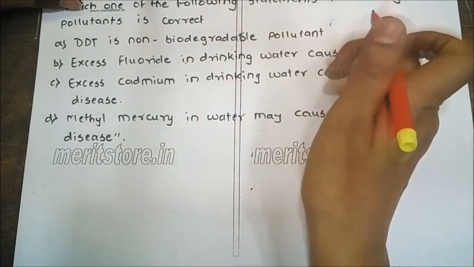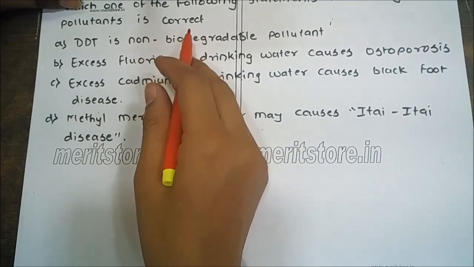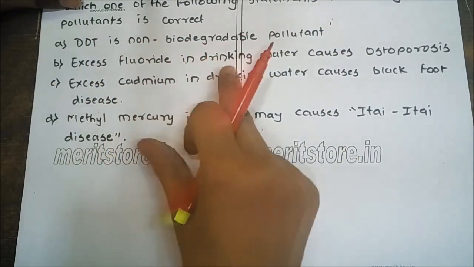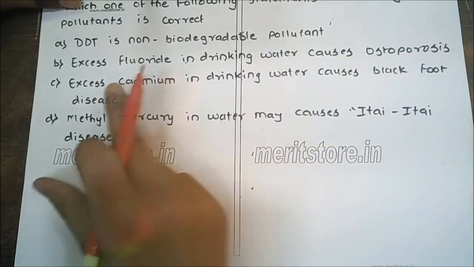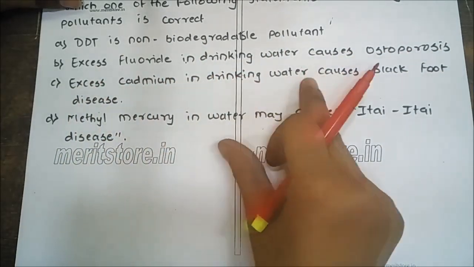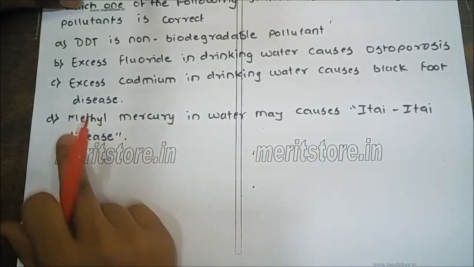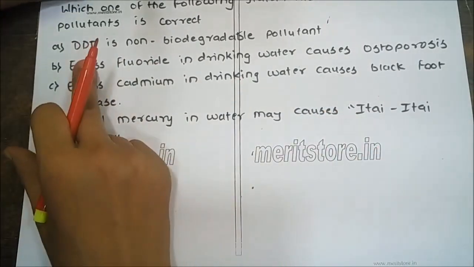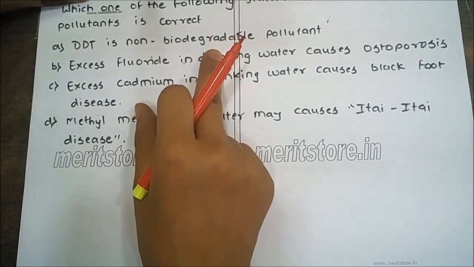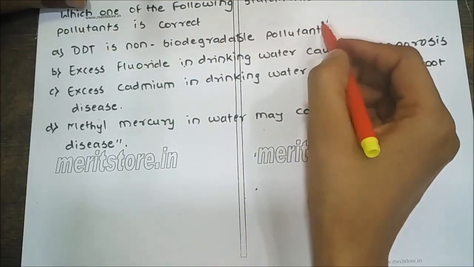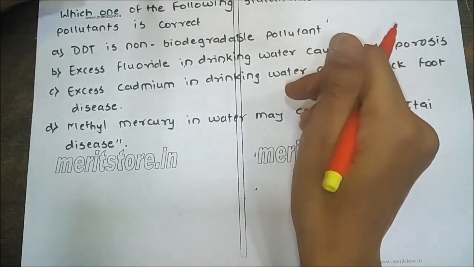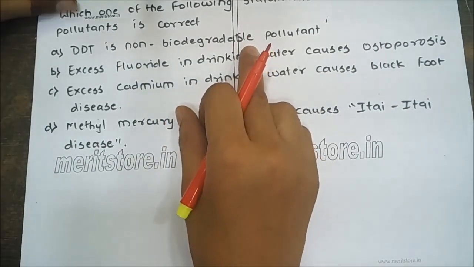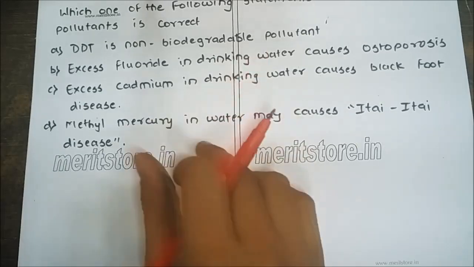Which one of the following statements pertaining to pollutants is correct? A. DDT is a non-biodegradable pollutant. B. Excess fluoride in drinking water causes osteoporosis. C. Excess cadmium in drinking water causes blackfoot disease. And D. Methyl mercury in water may cause hepatitis disease. DDT is a non-biodegradable pollutant. Yes, this is true, because DDT persists in the environment for a long period of time, it is a stable compound.